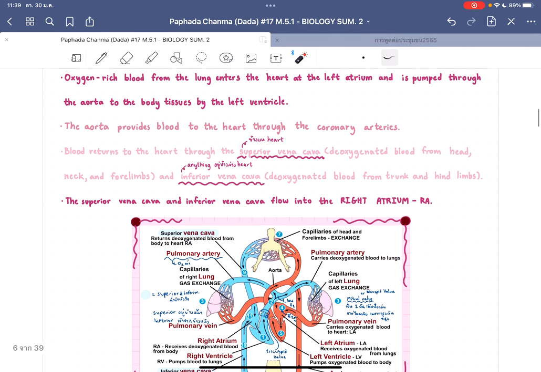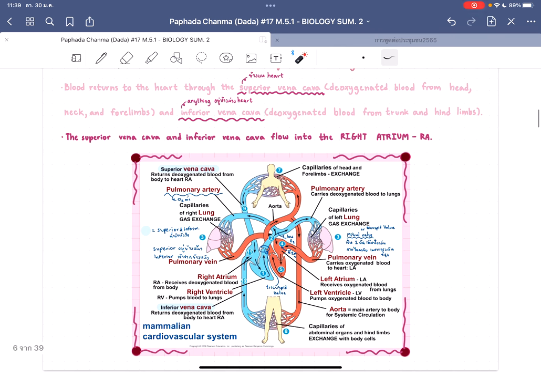Blood returns to the heart through the superior vena cava, which carries deoxygenated blood from the head, neck, and forelimbs, and the inferior vena cava, which carries deoxygenated blood from the trunk and hind limbs. So the superior vena cava is everything above the heart, and the inferior vena cava is anything below the heart. The superior vena cava and inferior vena cava flow into the right atrium.